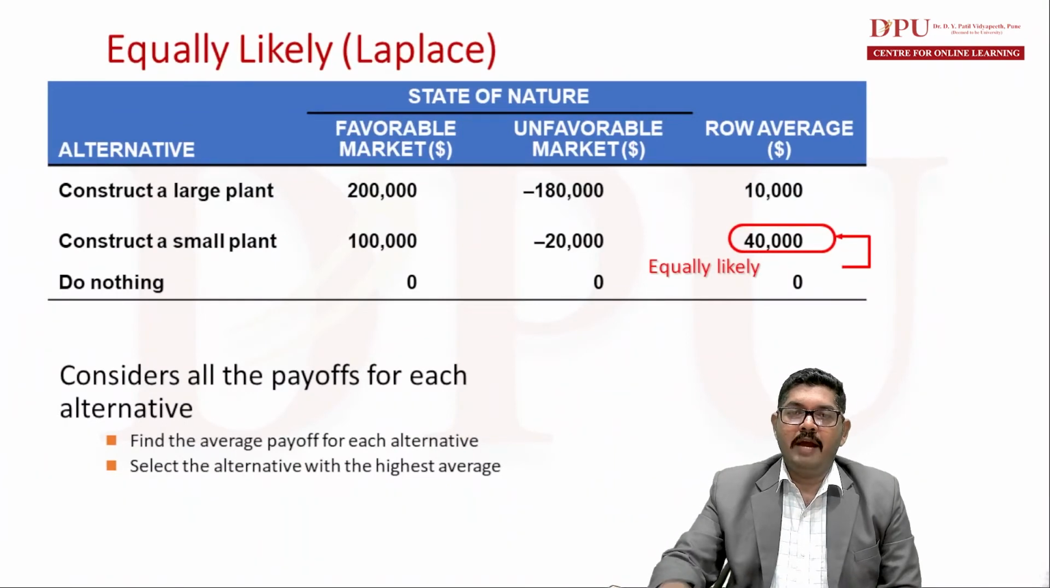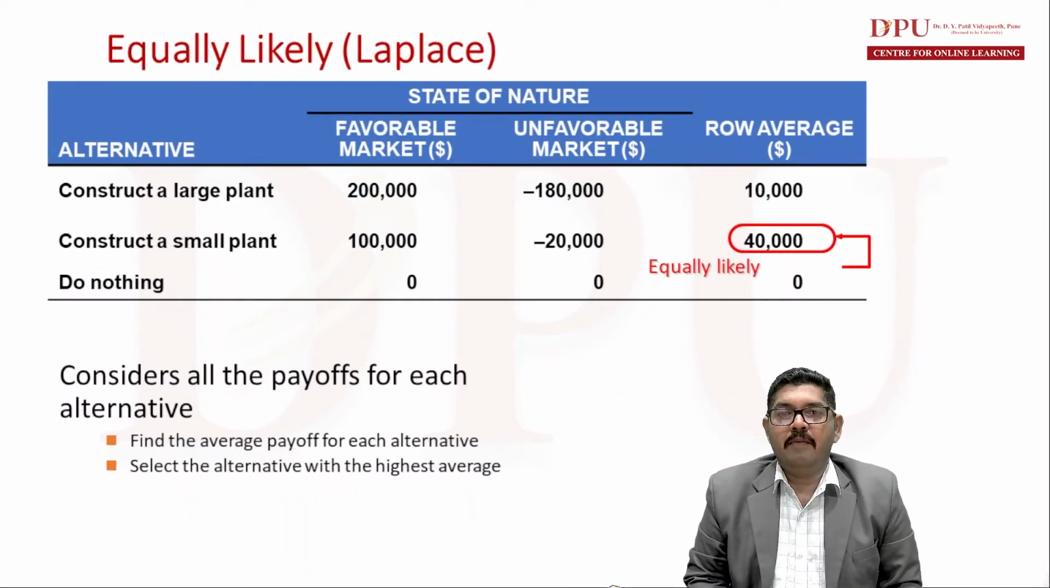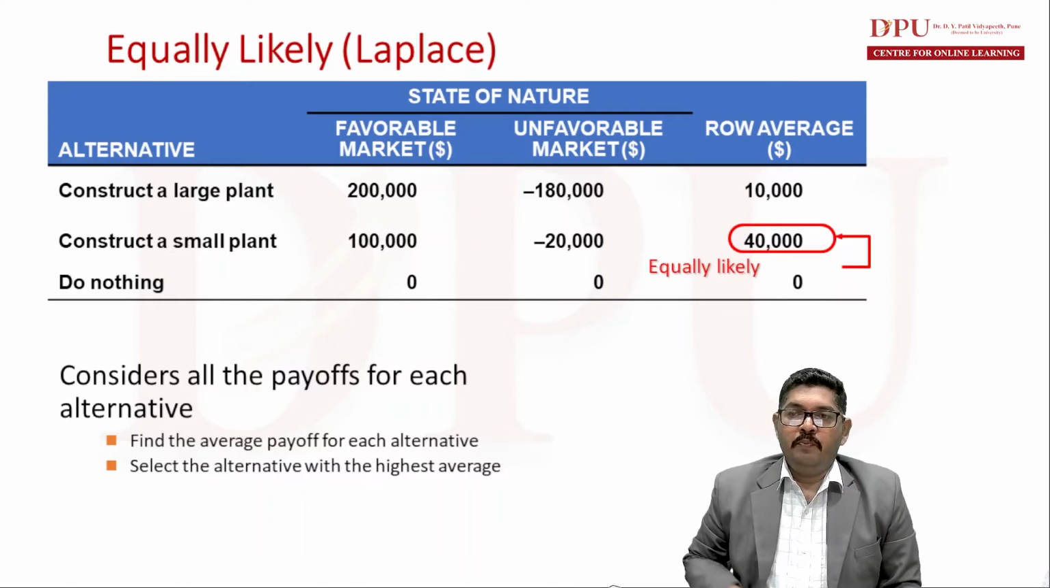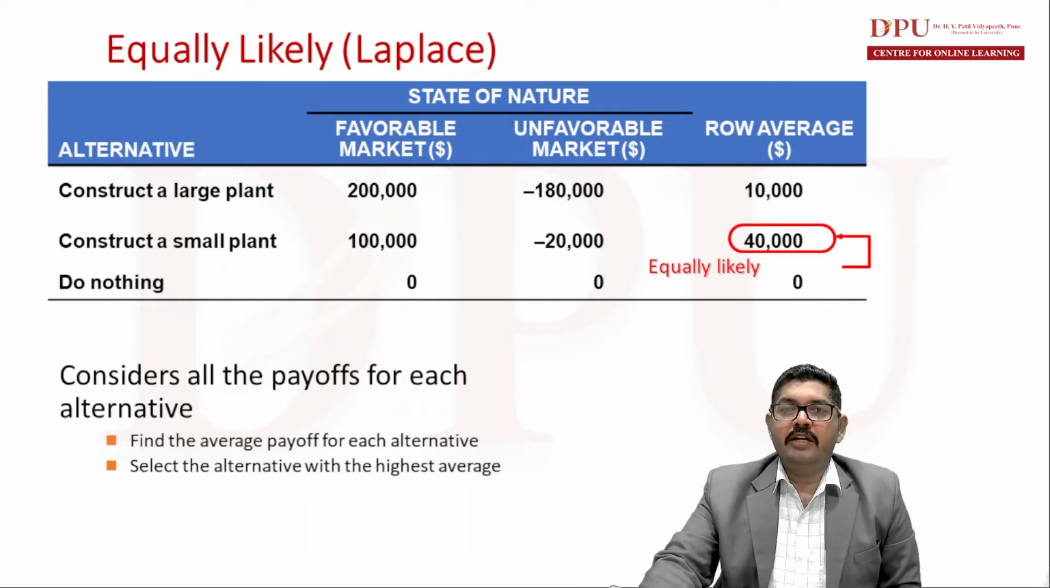Now we have the Laplace criterion, and the Laplace criterion is applicable when the states are equally likely. So we consider that both of them are equally likely. What we do here is consider all payoffs for each alternative, find the average payoff for each alternative, and select the alternative with the highest average. Basically we calculate the average here, or you can take alpha equal to 0.5 and you will get the same result. So this is the equally likely criterion.